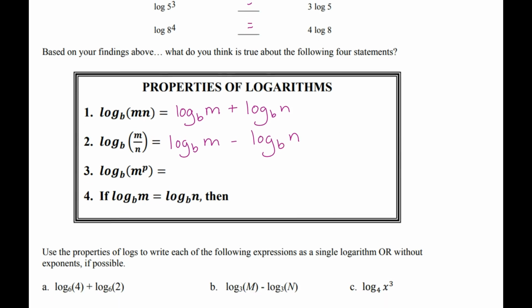What about when we have log b of m raised to p? What do you think happens there? The p is gonna go up front, so it's gonna be p log base b of m. Good. The p comes out front.